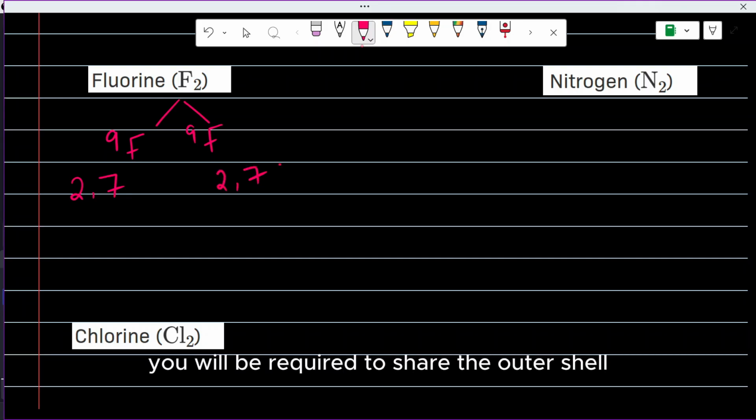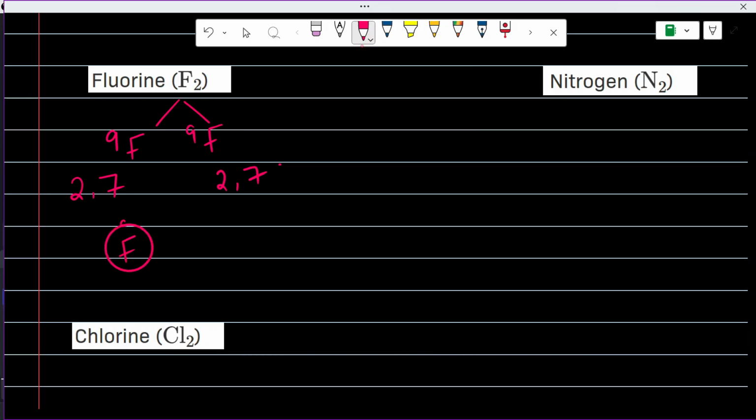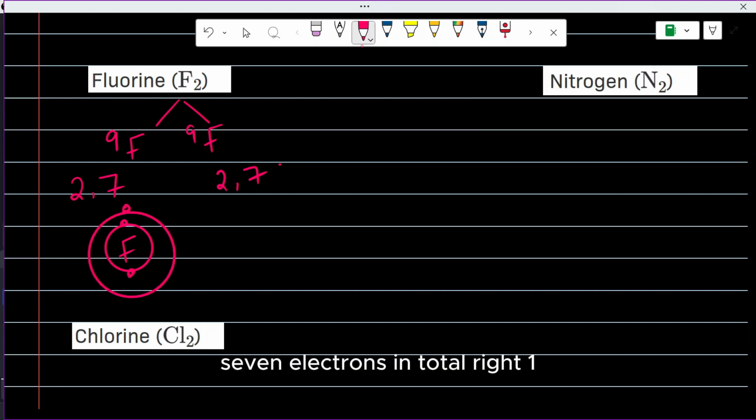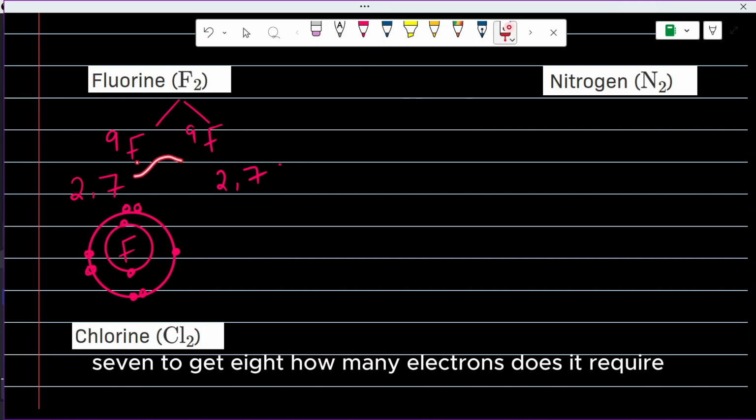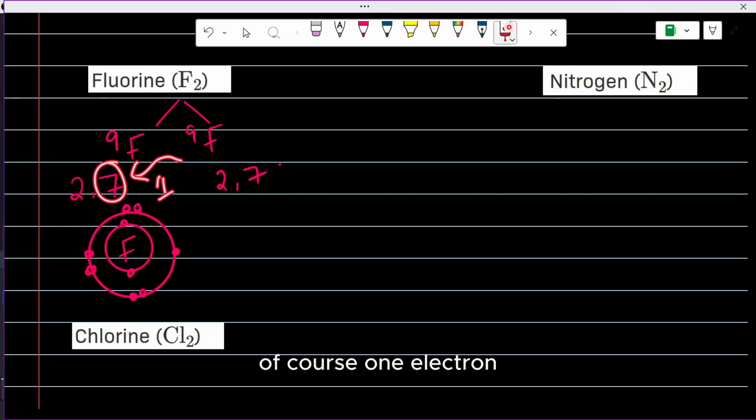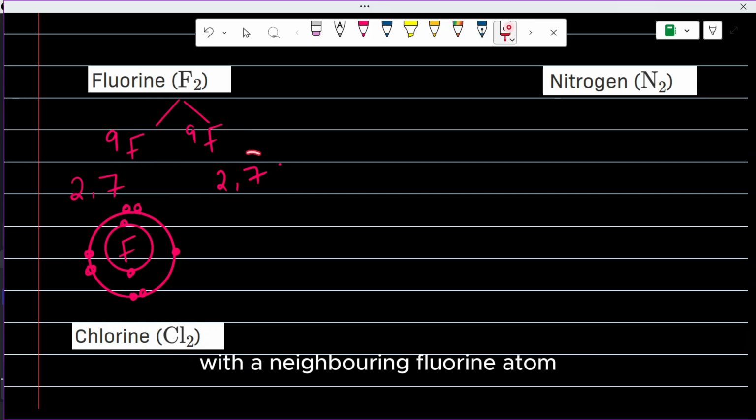In most cases, you will be required to share the outer shell electrons only, but here I'm going to explain that you need to draw both the shells, right? So we have fluorine here with the first shell having 2 electrons and the second shell having 7 electrons in total, right? 1, 2, 3, 4, 5, 6, 7. And you know that the outer shell must have 8 electrons to attain the noble gas configuration, right? It means how many electrons do we need to add to 7 to get 8? How many electrons does it require? Of course, 1 electron. So fluorine is going to share 1 electron with a neighboring fluorine atom.